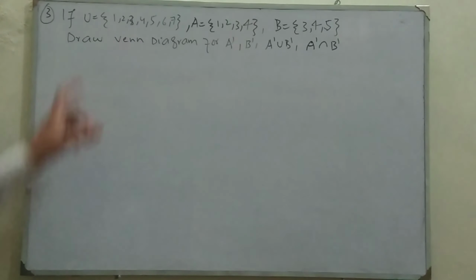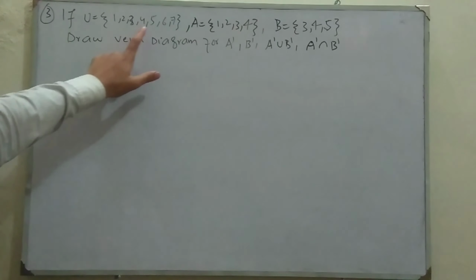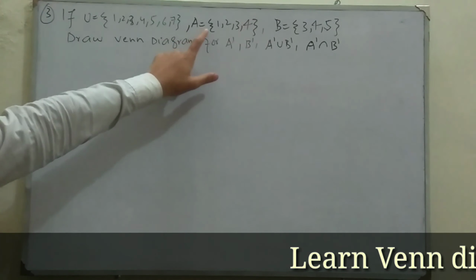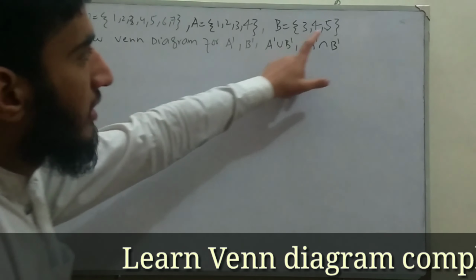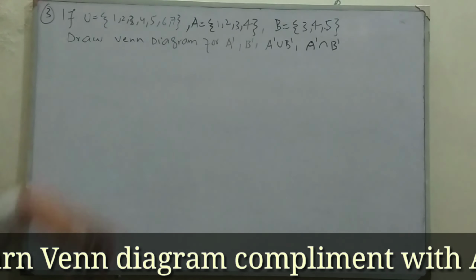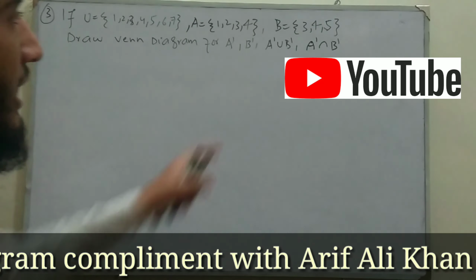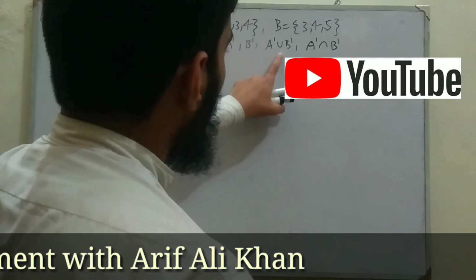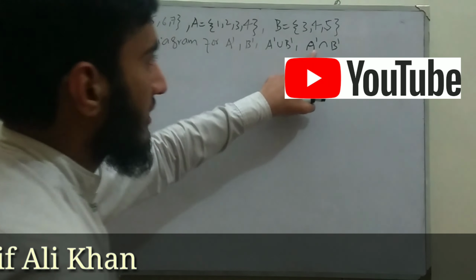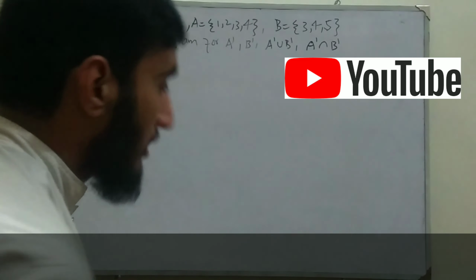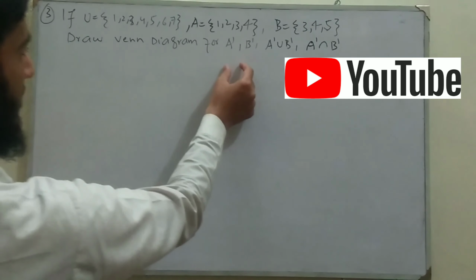It says that if universal set U is equal to {1, 2, 3, 4, 5, 6, 7}, set A is {1, 2, 3, 4} and set B is {3, 4, 5}, then draw the Venn diagram for A complement, B complement, A intersection B complement, A union B complement and A complement intersection B complement. We are going to solve them step by step.